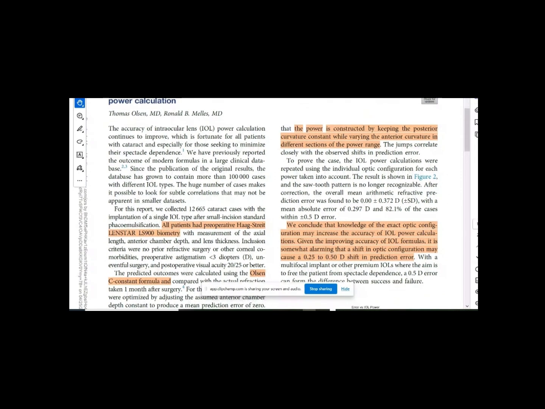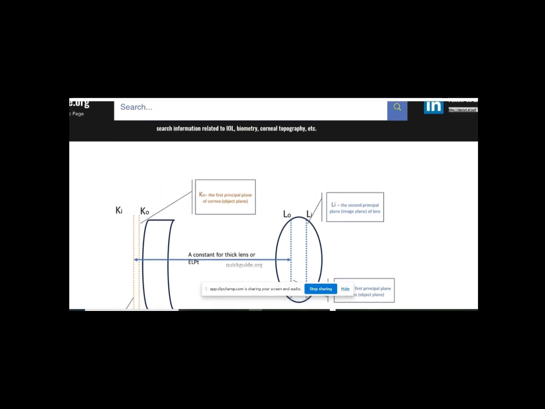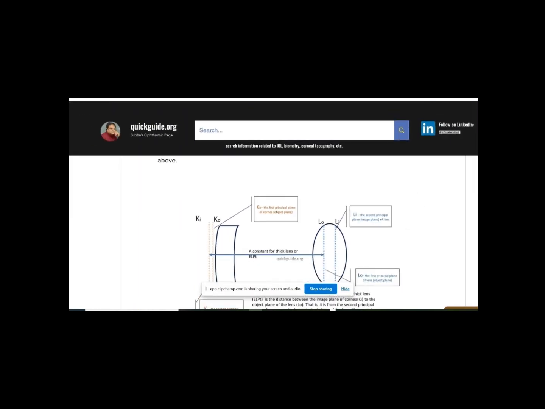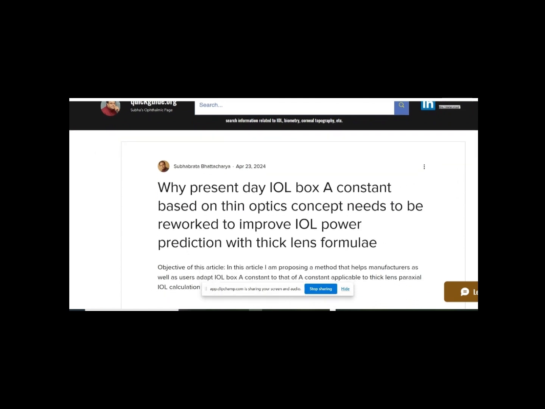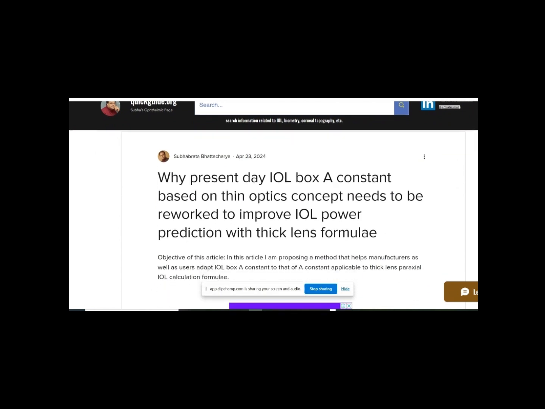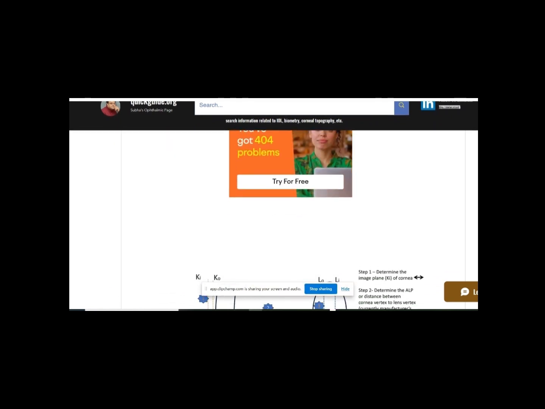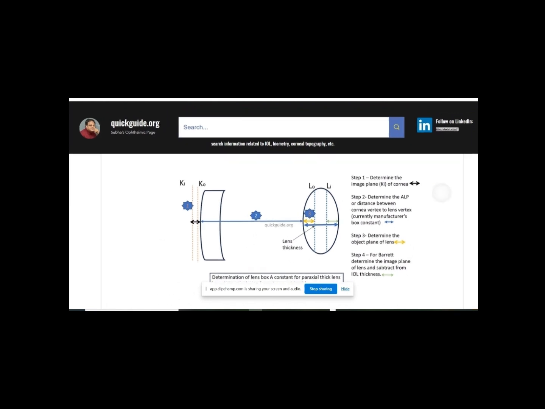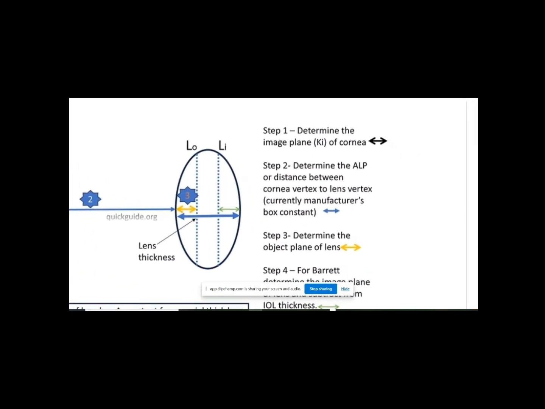And this changed the principal planes of the IOL. Now, what does it mean? What do I mean by a principal plane of the IOL? I have given an explanation in my blog, quickguide.org. You can follow this article: why present-day IOL Haigis A constant needs to be changed based on thin optics to thick optics lens formula. So what is a thin lens formula? A thin lens formula like the SRK/T formula thinks that the IOL is so thin that it has only a single plane of refraction.